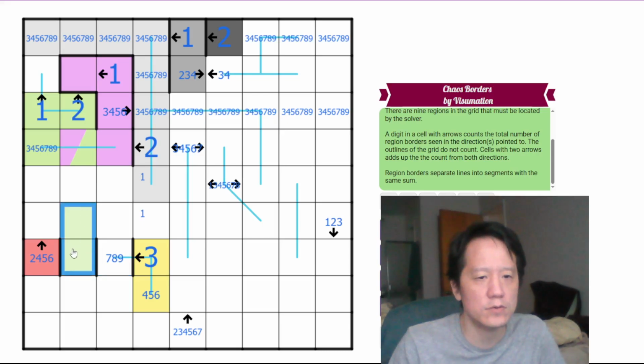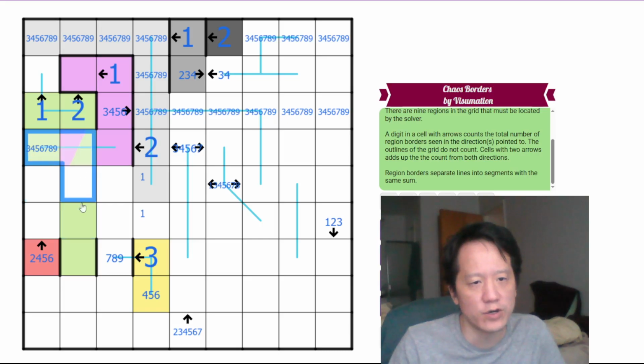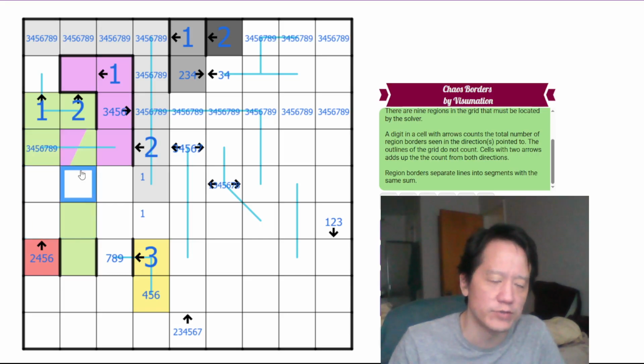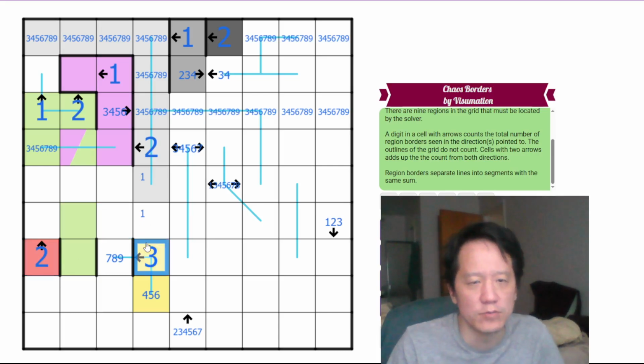So... How many region borders can this see? Pink can never get here. Red, this green has to somehow get to here somewhere. And then it will block off any other region. So this has to be 2 then. So this is 2 no matter what.